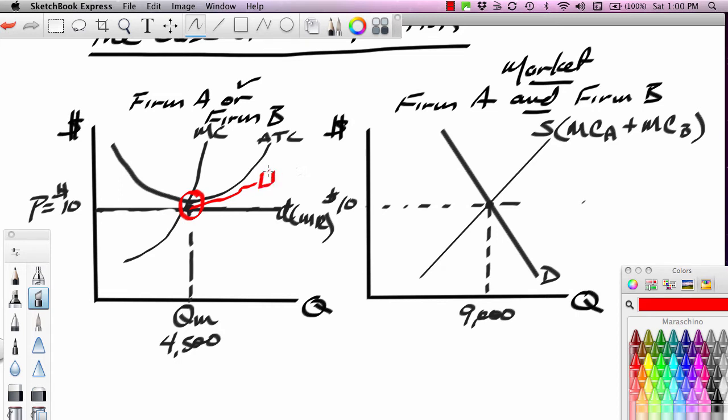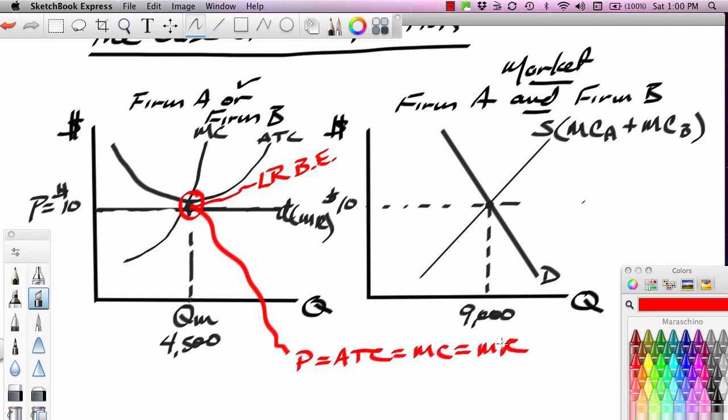This is a long run break-even point. Okay? And again, if you remember the purely competitive model, what's going on here? Price equals ATC, ATC equals MC, MC equals MR. Well, at that point, all four curves go through that point. The DMR curve goes through that point. ATC, MC go through that point. So the price is 10.